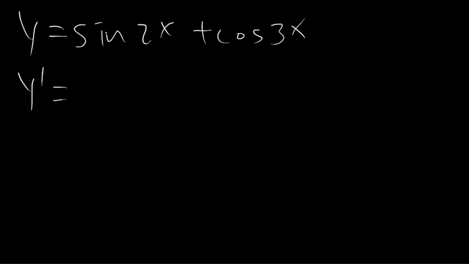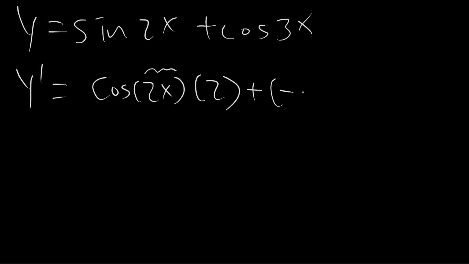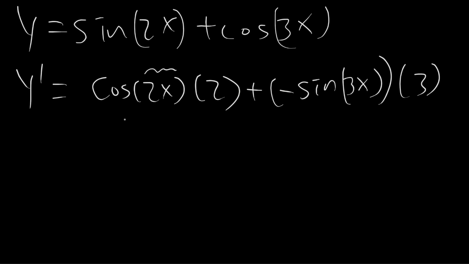So the derivative of sine 2x is going to be equal to cosine 2x. And then you need to take the derivative of 2x here, which is equal to 2. And then you need to take the derivative of cosine 3x. So negative sine 3x, then multiply by 3, right? Because the derivative of 3x is equal to 3. So this is equal to 2 cosine 2x minus 3 sine 3x.